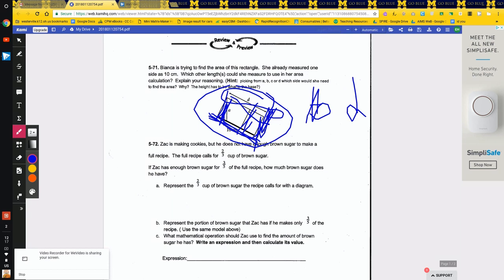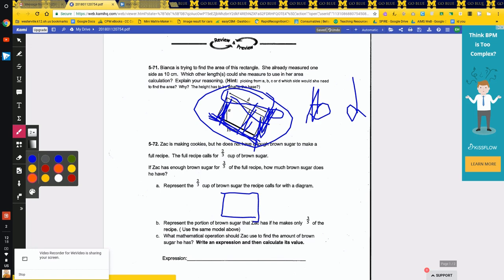So again, representing 2/3 of the recipe by drawing a diagram. So I'm going to break my rectangle into thirds. Not the greatest, but I keep using old tangy orange color, so that's not cool here. So we have 2/3. Next, again, he has only 3/5, so going the other way, we're going to show our fifths.